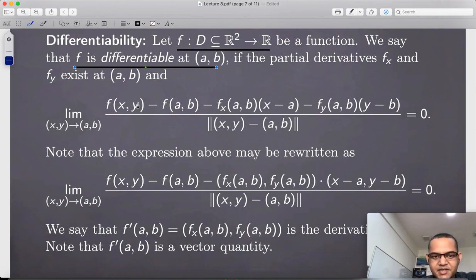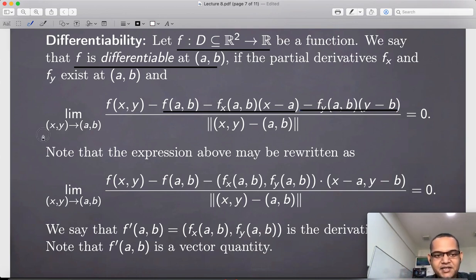So what is this limit? Again, look at this quantity. This is precisely the term which we had for the tangent plane, and this is giving you a good approximation of f at (x, y), which are the points near (a, b). In the denominator you have the distance between the point (x, y) and (a, b), and I am not putting any special direction here.